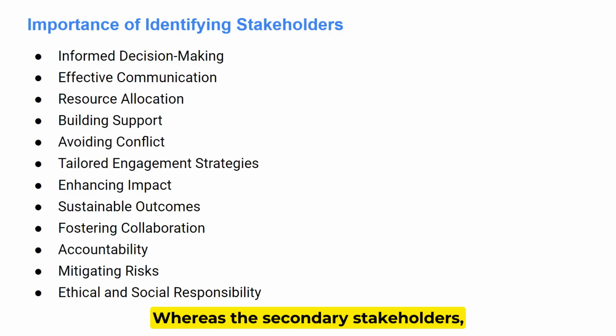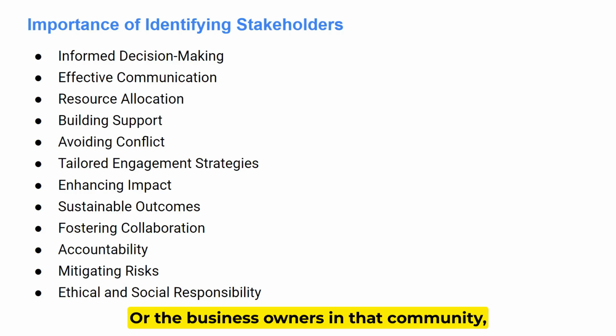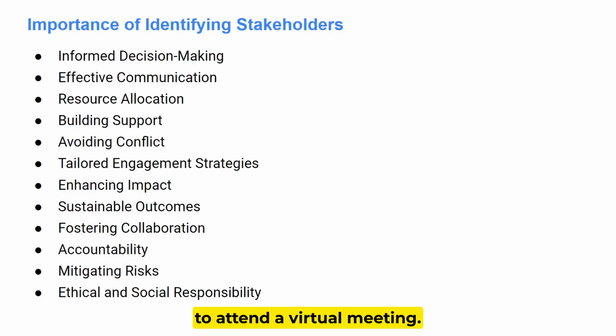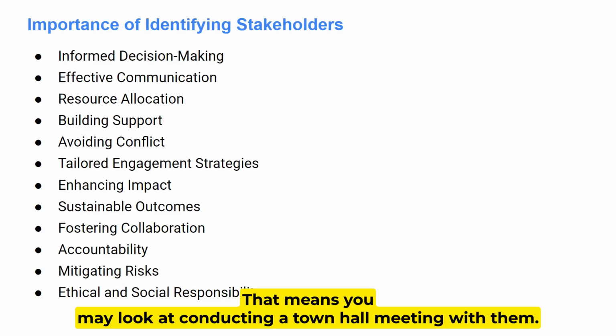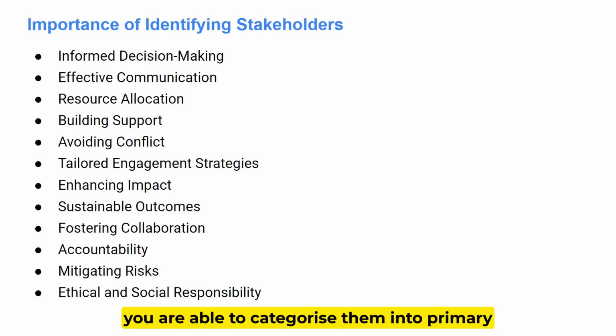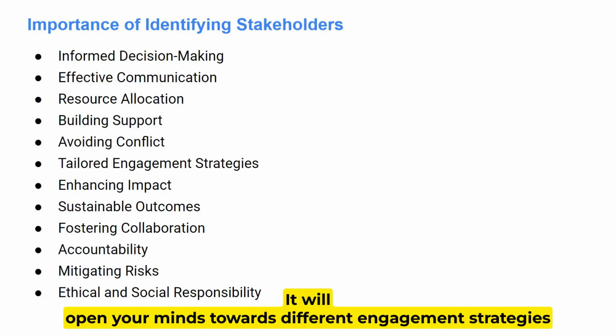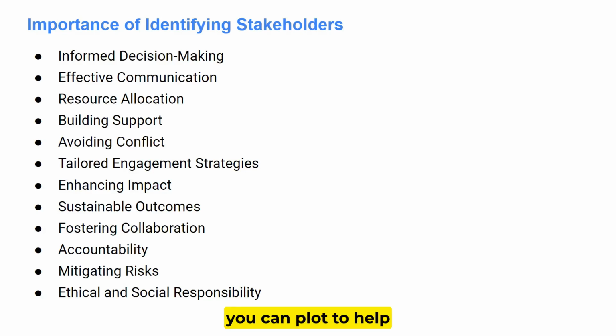Whereas the secondary stakeholders, maybe they are the parents, the association heads, or the business owners in that community. You know that you may not necessarily get them to attend a virtual meeting. That means you may look at conducting a town hall meeting with them. So when you identify your stakeholders, you are able to categorize them into primary stakeholders, secondary stakeholders, and key stakeholders. It will open your minds towards different engagement strategies you can plot to help you engage them effectively.